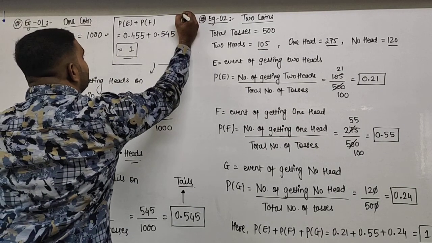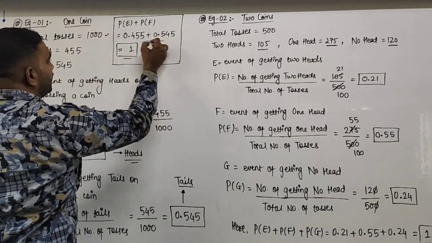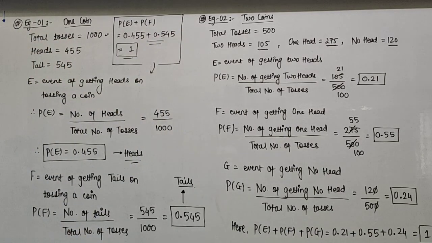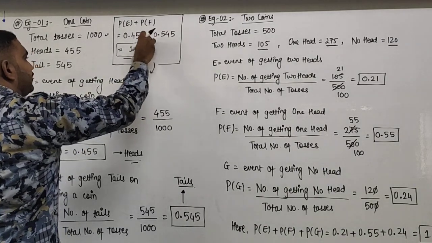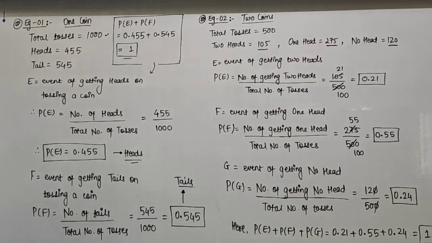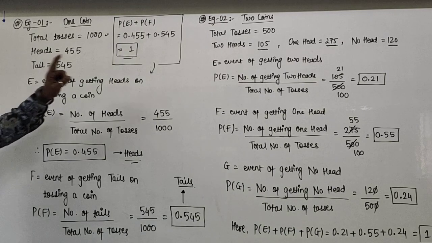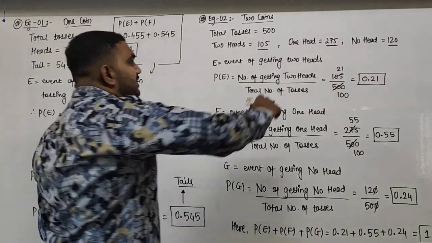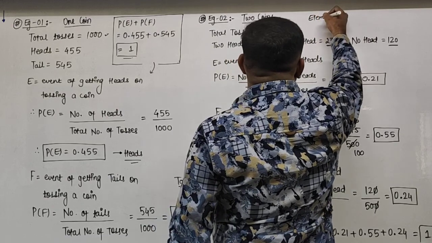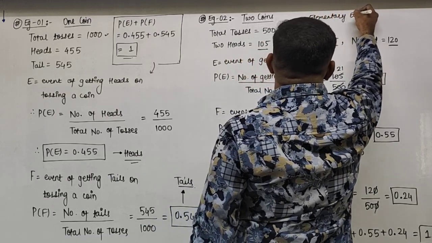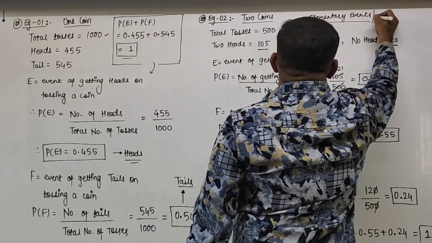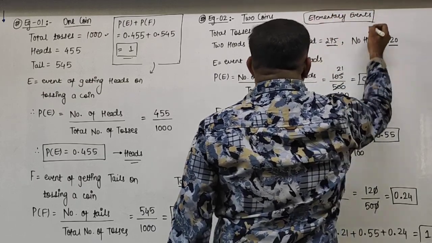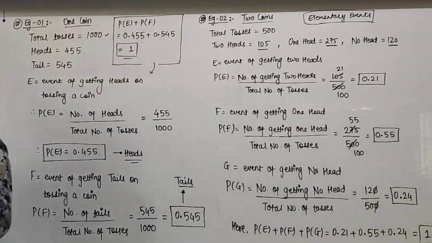So we can say that whenever you get the sum of all the probabilities, that means you find the probability of all the events that are given and then add them all, and if you get the answer 1, then all of these are called elementary events. What events are they called? Elementary events. So you will remember this term, elementary events: if the sum of all the probabilities is equal to 1, then they are called elementary events.